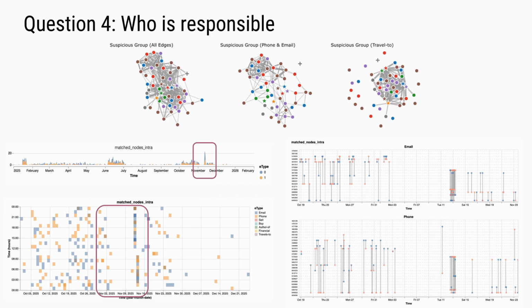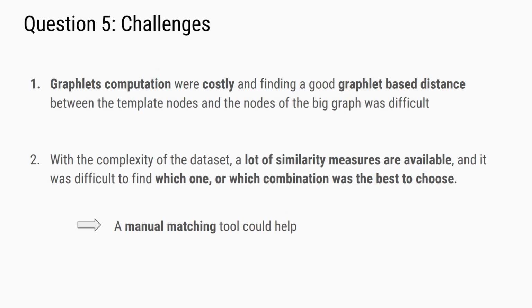We found a communication peak on the 11th and 12th of November. We discovered that there were 7 days without communication, after which 8 people communicated extensively. We suspect that those 8 people, along with 4 more that communicated in the previous 2 days, are responsible for the incident. We faced 2 main challenges.